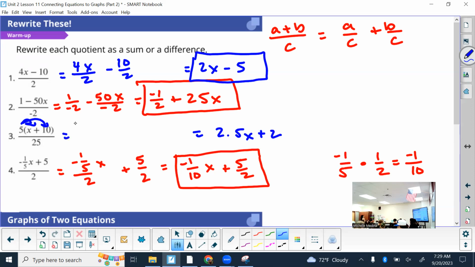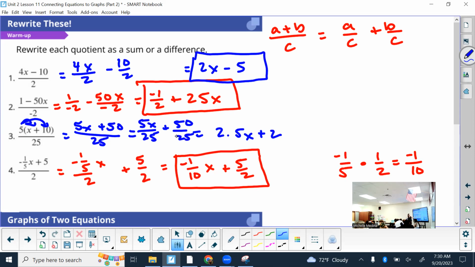So I get 5 times x, which is 5x. 5 times 10, which is 50. All right, so that's me distributing first. Then I'll separate it. I know some of you like to combine steps, but I like doing this, less mistakes that way. All right, and then simplify where you can.